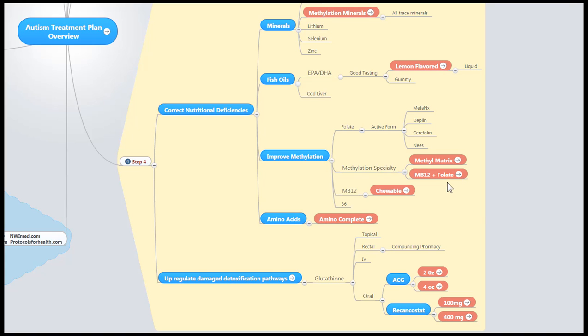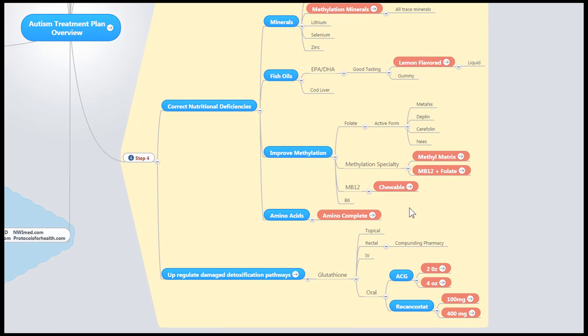The most common deficiencies are active folate and methyl B12, which is active B12. And you can get that in a chewable by itself, and we would give it subcutaneous shots. Tremendous results. Again, parent ratings showed very good results.